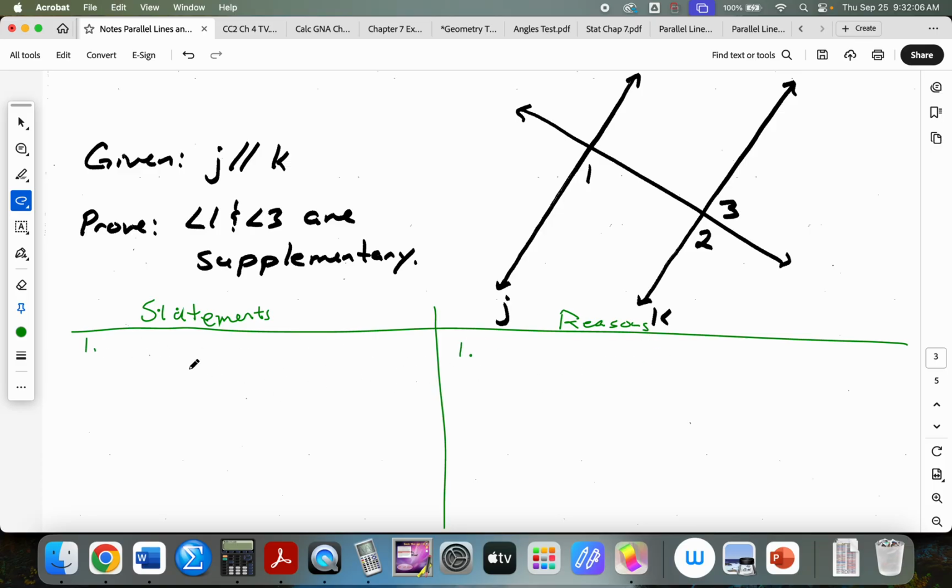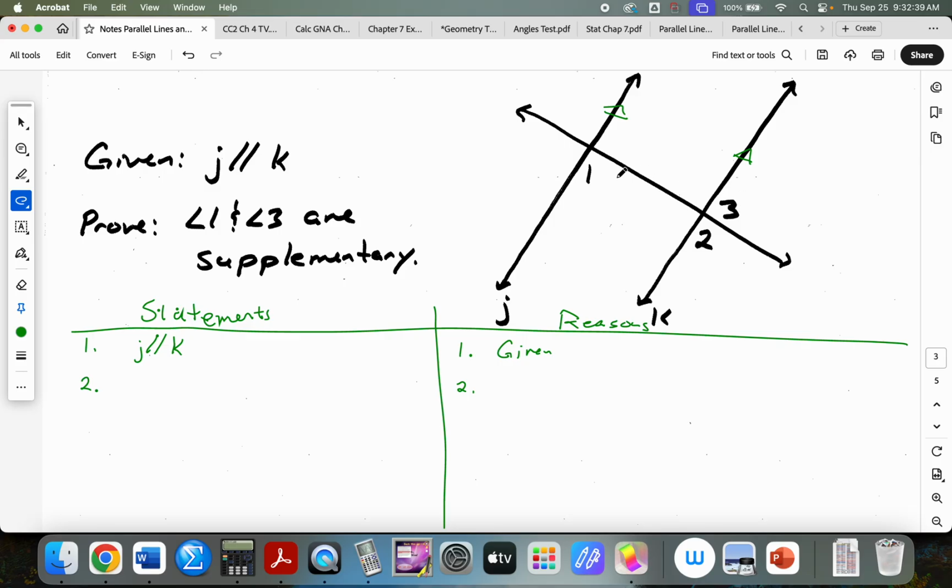All right, here our only given is that J is parallel to K. The reason I know that's true is because it was given information. All right, I'm trying to prove that angle 1 and angle 3 are supplementary.